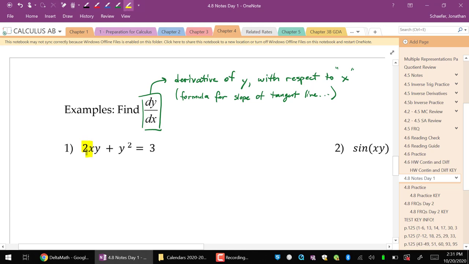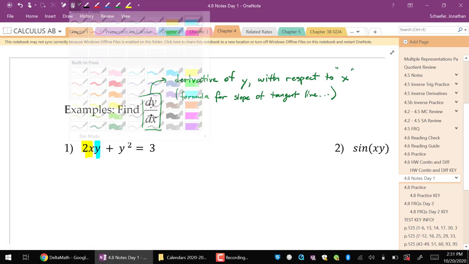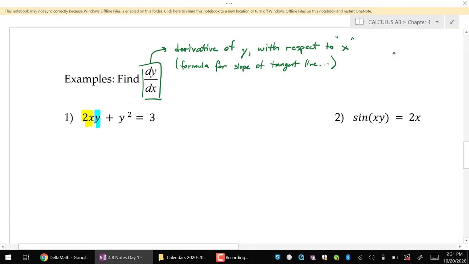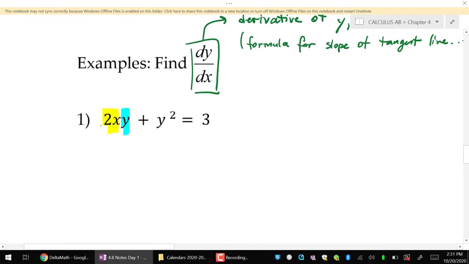In number 1, I actually have a product rule to start off. So I have 2x times y. Don't miss that detail. This right here is a product. So I need to go to my tool bag and find the product rule and apply it correctly here.